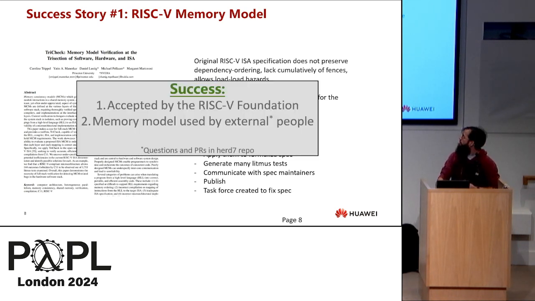And why I consider this a success story, one of the reasons is that this was finally accepted by the RISC-V Foundation. If you take a look at the specification of RISC-V, there is one section talking about the memory model, and you have different formal models for that. And also one nice thing is that this memory model is not only used by the people who developed the model, but also by some external people. If you take a look at, for example, the Herd repository, that is one of the tools that allow you to reason about these kinds of things, there are some pull requests or issues raised by external people, asking, how do I use this? Or, I found this thing that I'm not sure is correct or not.